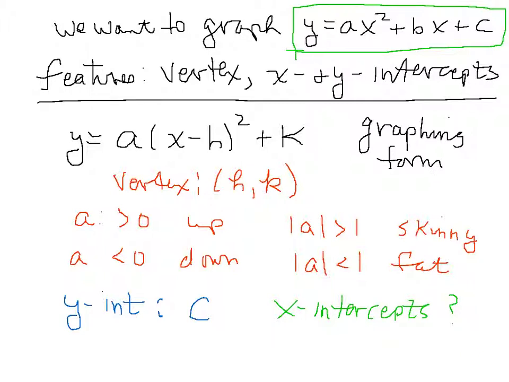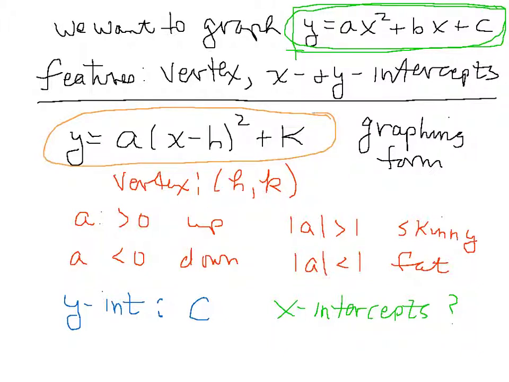So in order to graph this, we're going to look at this. And this is graphing form. And in order to put it in graphing form, we have to complete the square. So as I mentioned earlier, when we were using completing the square to solve equations, we also can use it to graph equations by putting it into graphing form. So let's practice with that.